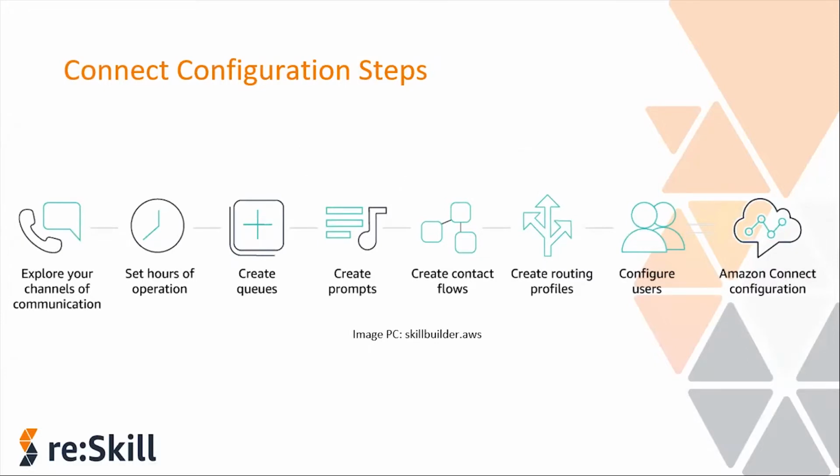You explore your channels of communication. Every contact center works within business hours, whether it's 24 by 7 or within 9 to 6. You can set that. You can create queues. You can create prompts. You can create contact flows. You can create routing profiles. You can configure users. If you remember, when we created the Amazon Connect virtual instance, we selected an option to store users in Amazon Connect itself. So that's where this configure users section will come in. And these are the individual components that we have to set up. And once you set this, you are good to go.